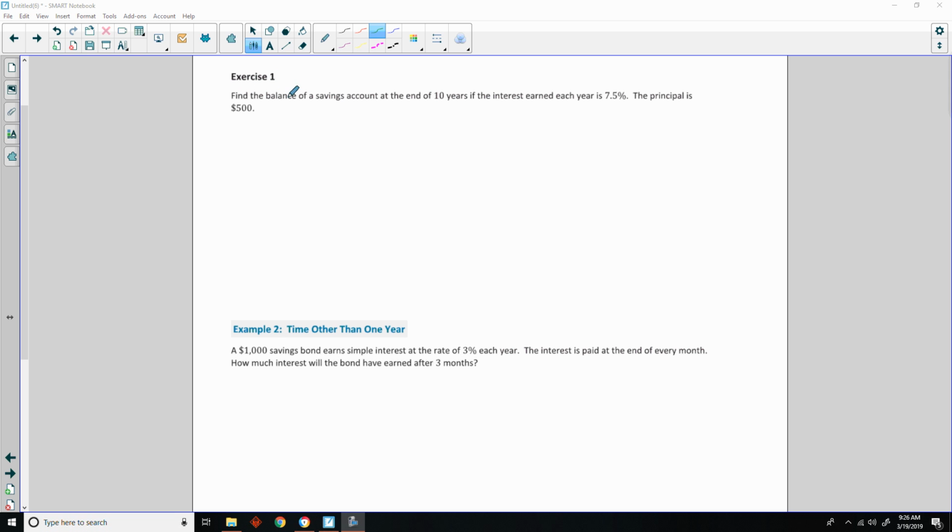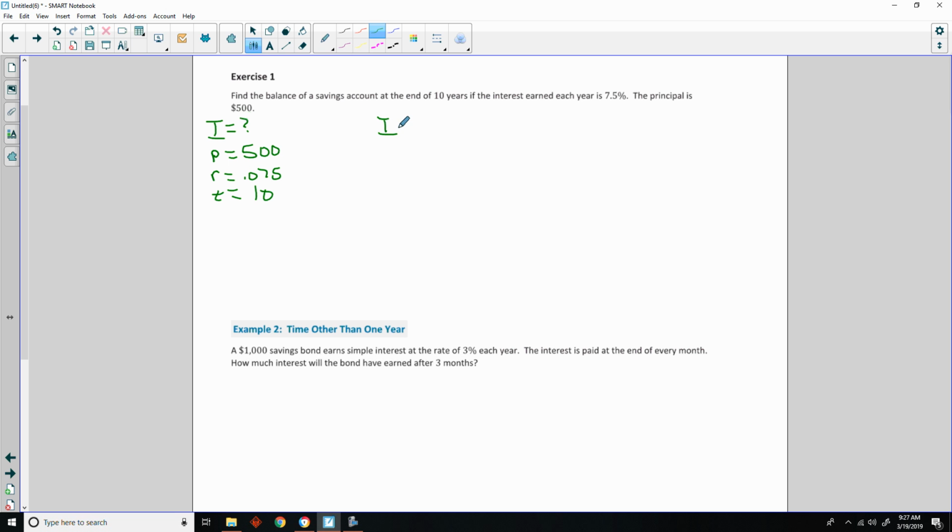Exercise 1 says find the balance of a savings account at the end of 10 years if the interest earned each year is 7.5%. Wow, that's a good interest rate. The principal's 500. So remember, we want to write what I equals, what P equals, what R equals, and what T equals. The I is what we're trying to figure out here, so I'll put a question mark. The principal, the starting amount, is $500. The interest rate is 7.5%, which is 0.075, and the time is 10 years.